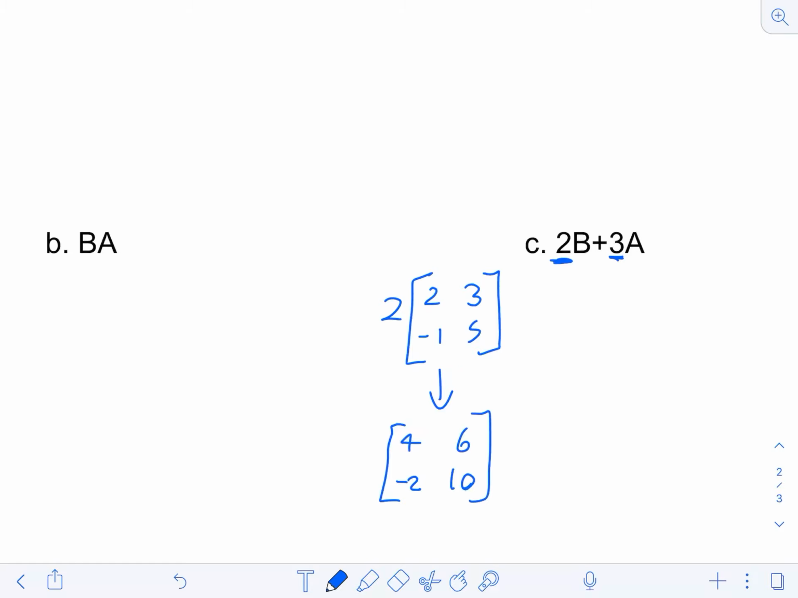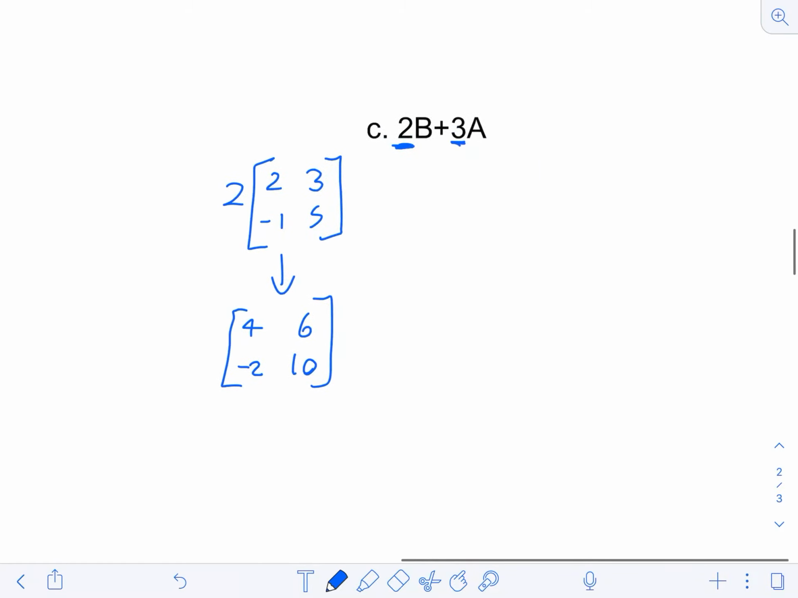Okay, it multiplies by every element, not just each row or each column or anything like that. Every place. All right, so you want to finish up C. C is not done. You need to finish C.